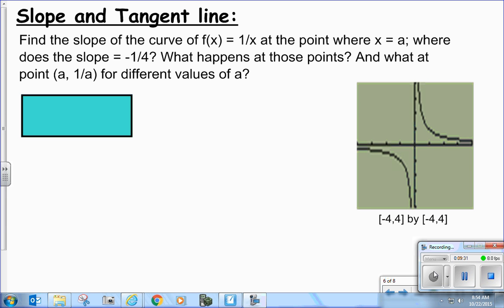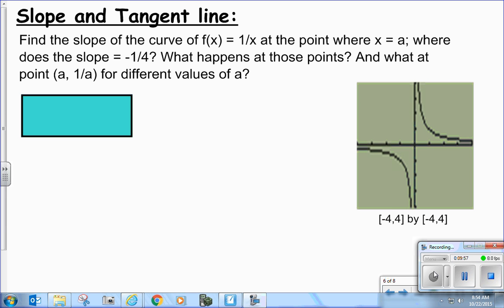All right? So let's find the slope of the curve of f of x equaling 1 over x at the point where x equals a. Where does the slope equal negative 1/4? And what happens at those points? And what at point a comma 1 over a for different values of a? All right, there seems to be 3 or 4 things that we got to do here.